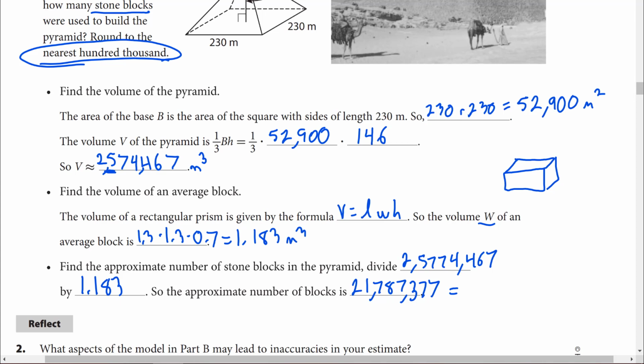What did I do wrong? Oh, sorry, you guys. I threw too many 7s into my initial problem. Let me try that again. 2,574,467 divided by 1.183. That's going to come out better. 2,176,218. That technically is up to 9, so that's going to round to 2,200,000 blocks to the nearest 100,000, which definitely would have taken a while.